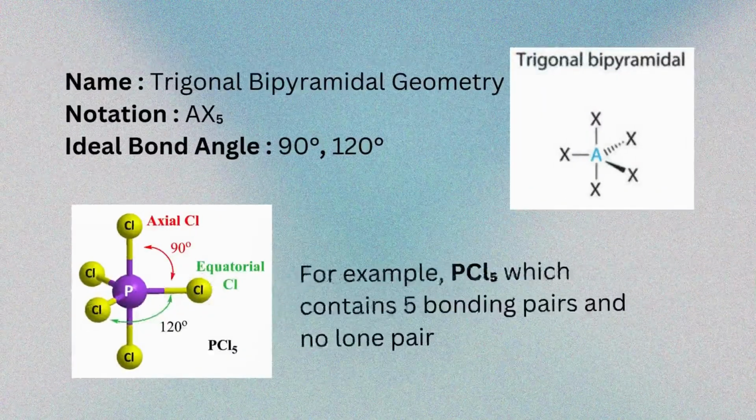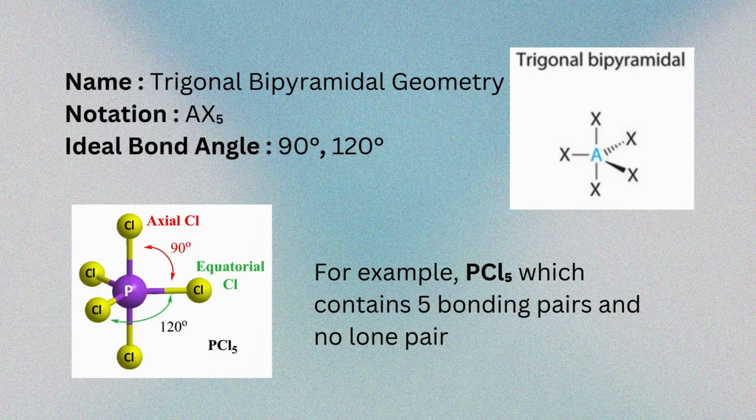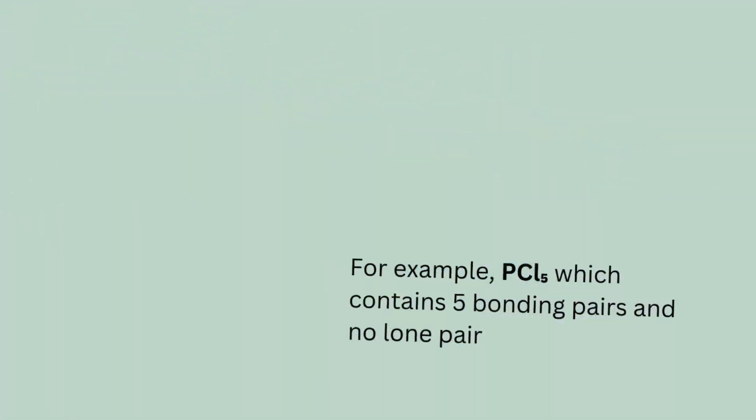Lastly, we have trigonal bipyramidal geometry with its notation AX5. There are two ideal bond angles for this particular geometry, which are 90 degrees and 120 degrees. For example, phosphorus pentachloride, which contains five bonding pairs and no lone pairs.